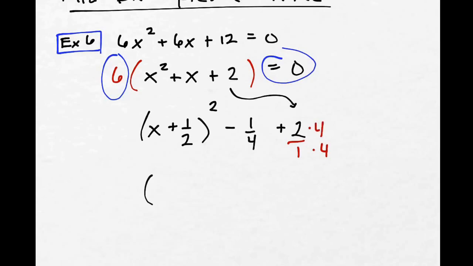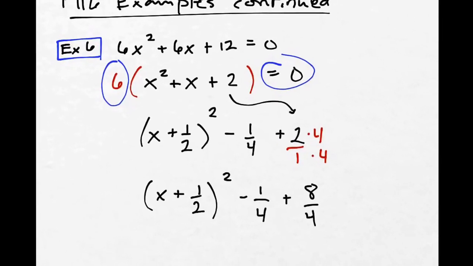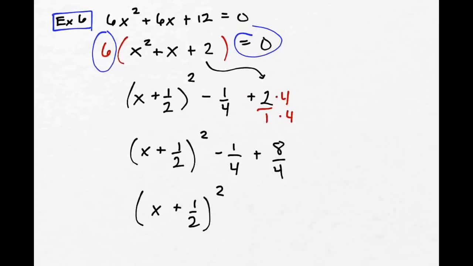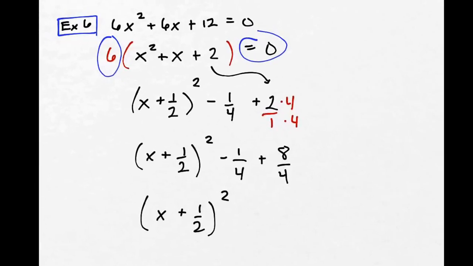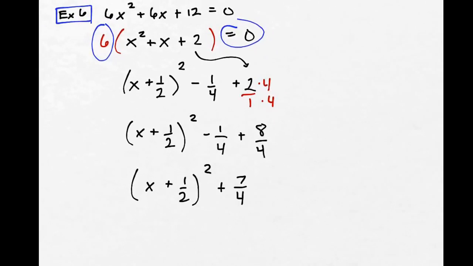And then I have x plus 1/2 squared, and then I have a negative 1 over 4 plus 8 over 4. And that's a positive 8 and a negative 1. You got to be very careful with that. Lots of people screwed that up on the quiz. So it'd be like this. 8 minus 1, that's negative 1 plus 8. That's positive 7 over 4.